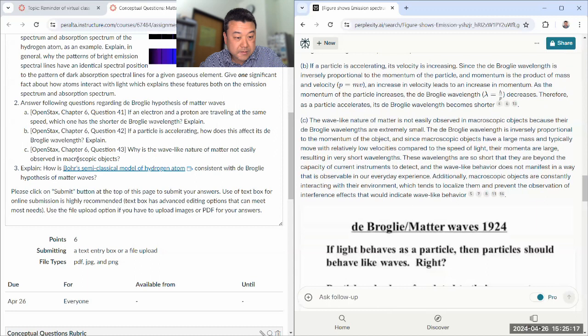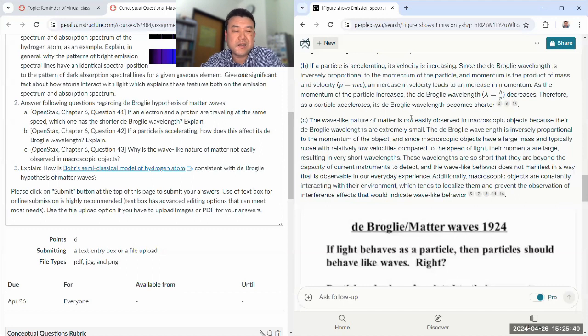Why is it not easily observed? Because they're extremely small. You can do some simple number exercise, like imagine an object with 100 gram of mass. If it's moving at even really imperceptibly slow speed, like a micron per hour, its de Broglie wavelength would be really short still.